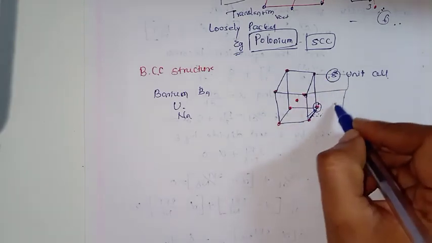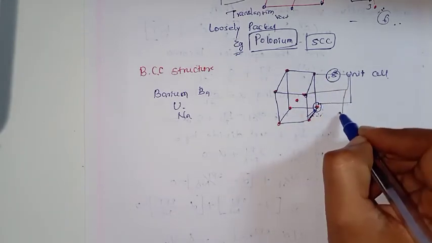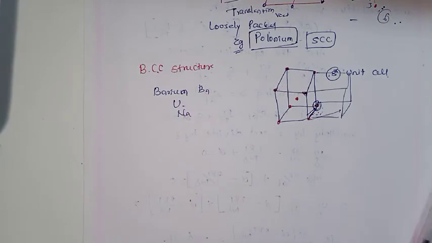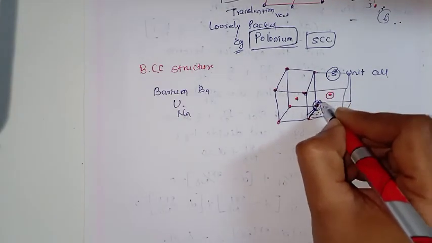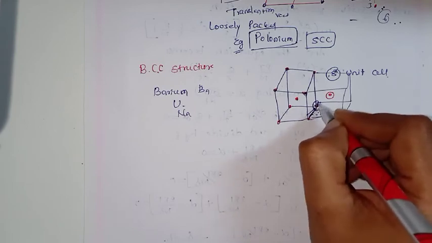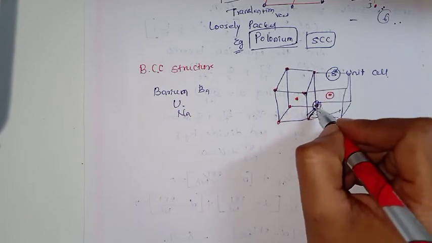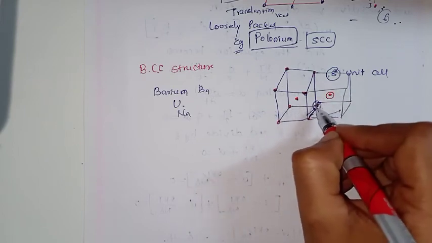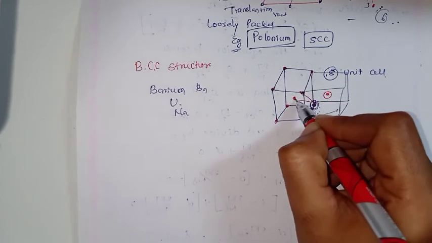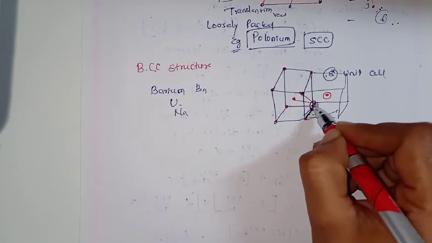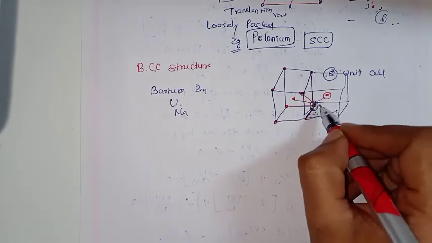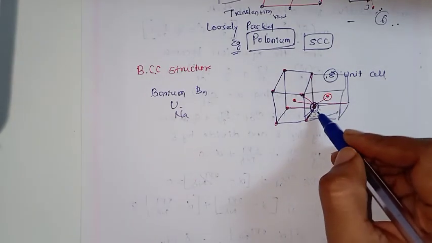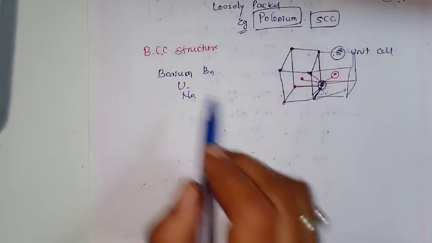So one more plane we will take here. If we consider this atom, which is the nearest one here, this is 1 2 3 4 5 6, then this is 1 2 3 4 5 6 7, and one more is 8. Here 8 atoms will be nearest to this corner atom.